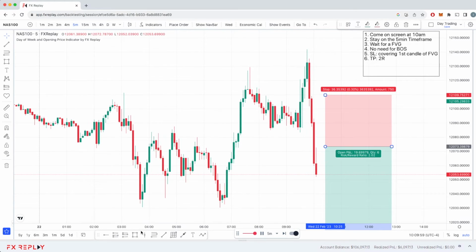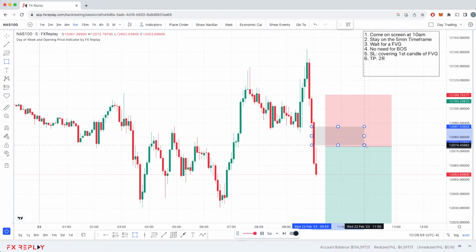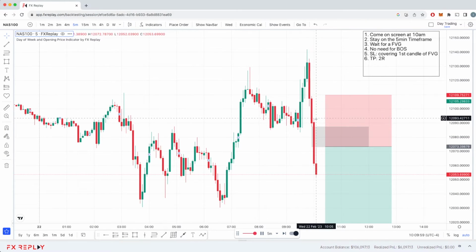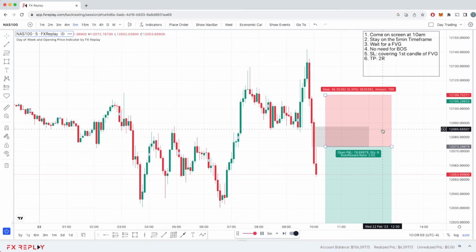So you can see here a big fair value gap that was formed during 10 a.m. However, what I don't like in this one is that we have a fair value gap in here and another one right there. But I'm just following the rules, right? And then I'm covering the stop loss in here. And then I went with a 1 to 2.